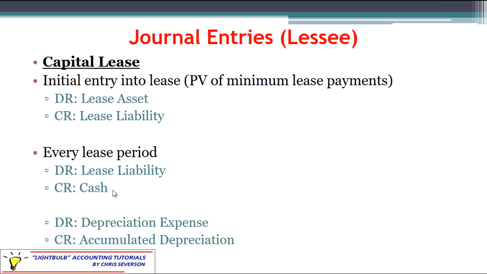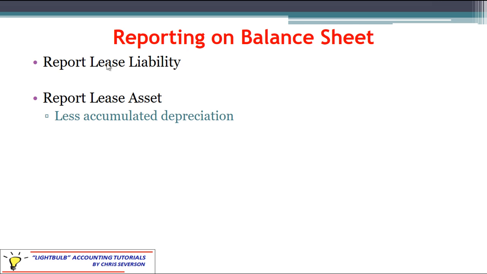The second entry that would be needed is that we would have to debit depreciation expense and credit accumulated depreciation for the portion of the asset's value that's been used up. So that would be your normal depreciation calculation. So again, we are reporting a lease liability on the balance sheet, and it would decrease over time as we pay that lease off. And we would also be reporting a leased asset less the accumulated depreciation, which over time would eventually drop down to the actual salvage value of that asset.